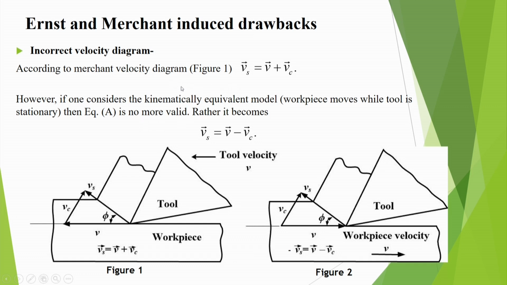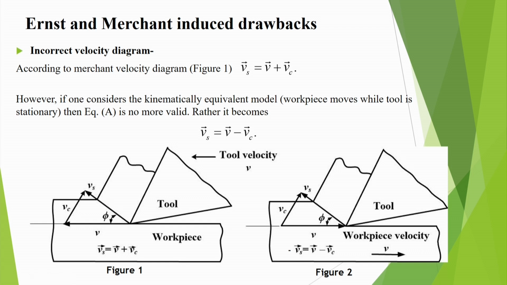Merchant modeled the velocity diagram like this. In this case, he assumed that the tool is moving with velocity V, and in that case Vs is equal to V plus Vs. But if we take the equivalent model, in that case this will be equal to V minus Vs. So, it depends on that, whether one has to consider what the velocity relation is.